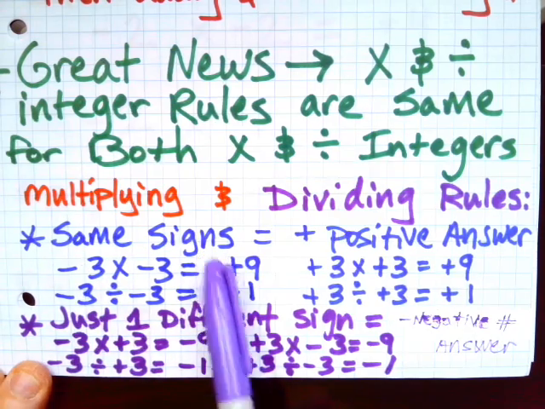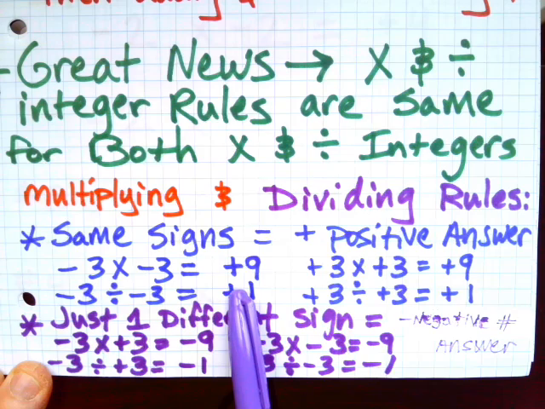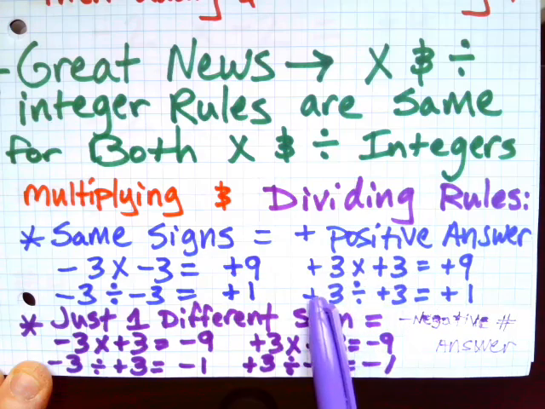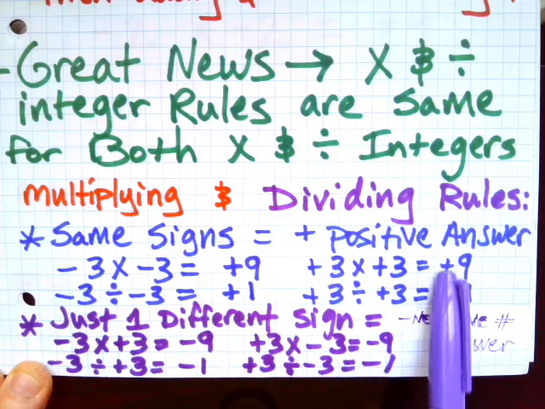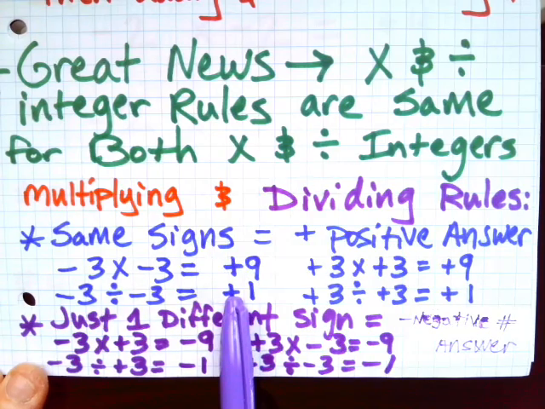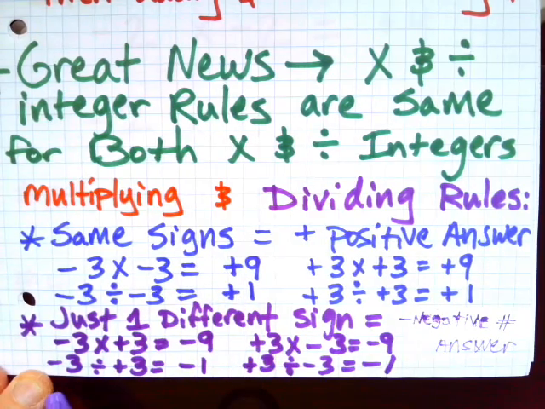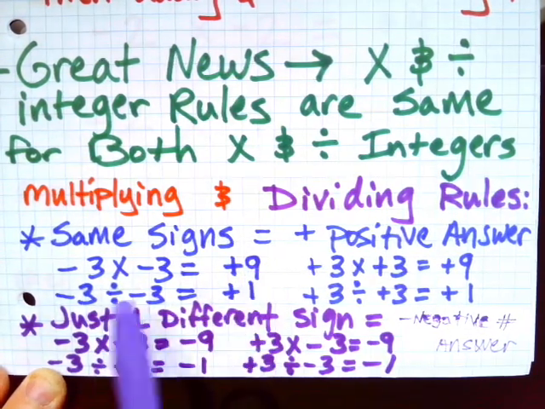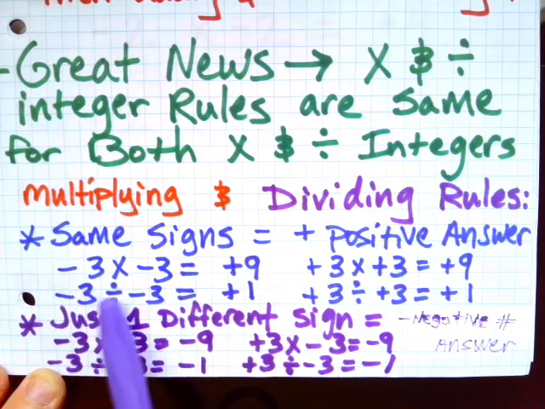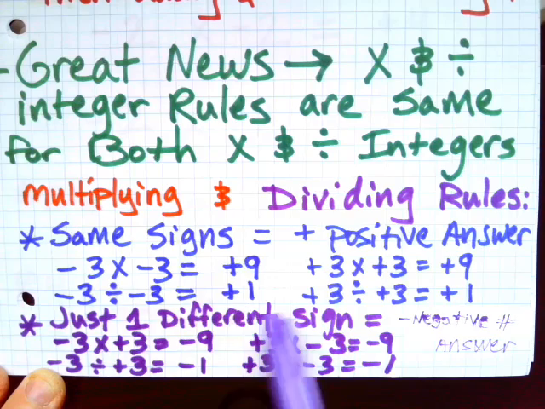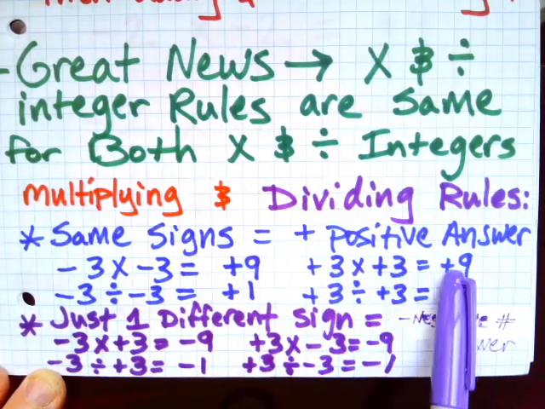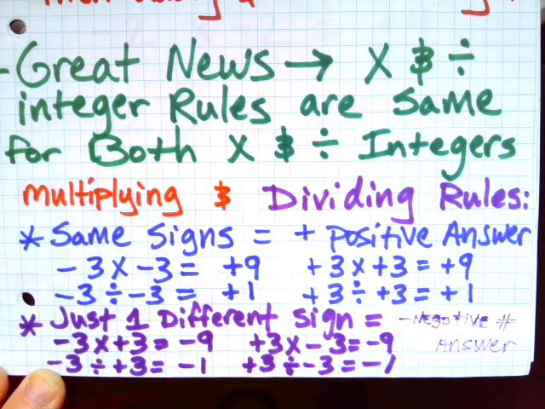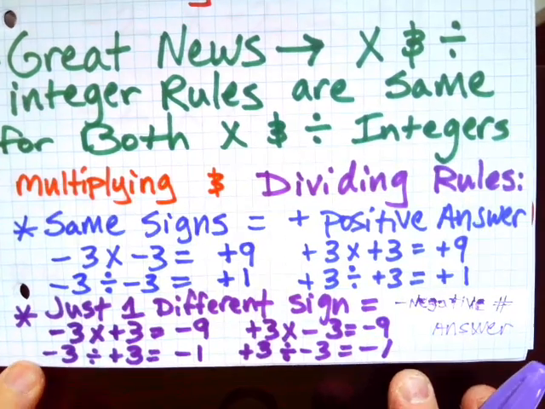Same signs are going to give you a positive answer, whether you're multiplying or dividing. So negative 3 times a negative 3, these are the same signs. That's positive 9. Negative 3 divided by a negative 3, both the same signs, gives you a positive 1. Positive 3 times a positive 3 is a positive 9. Positive 3 divided by a positive 3 is a positive 1.